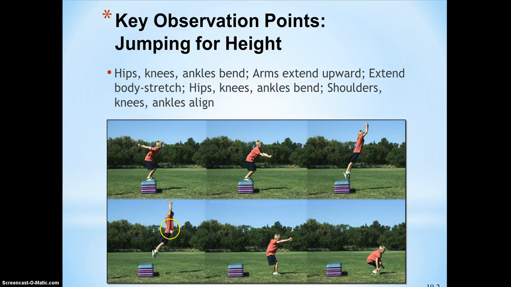And while the child is in the air, you see the full extension. When the child lands, now we're going to focus on hips, knees, and ankles bend. And then finally, shoulders, knees, and ankles align. And so you look at the shoulders, you look at the knees, and you look at the ankles. You should have a good alignment with all three. If a child's shoulders get too far forward, they're going to fall forward and not have the balance. You want to maintain that center of gravity. So when you're watching a child land after jumping for height, this is what you should look for.